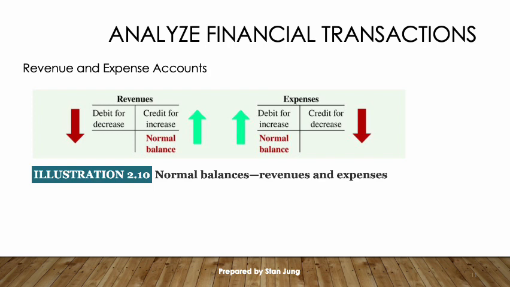We're going to show increases in expenses as a debit entry. So the normal balance for an expense account is a debit. And we're going to show decreases in expenses as a credit balance.